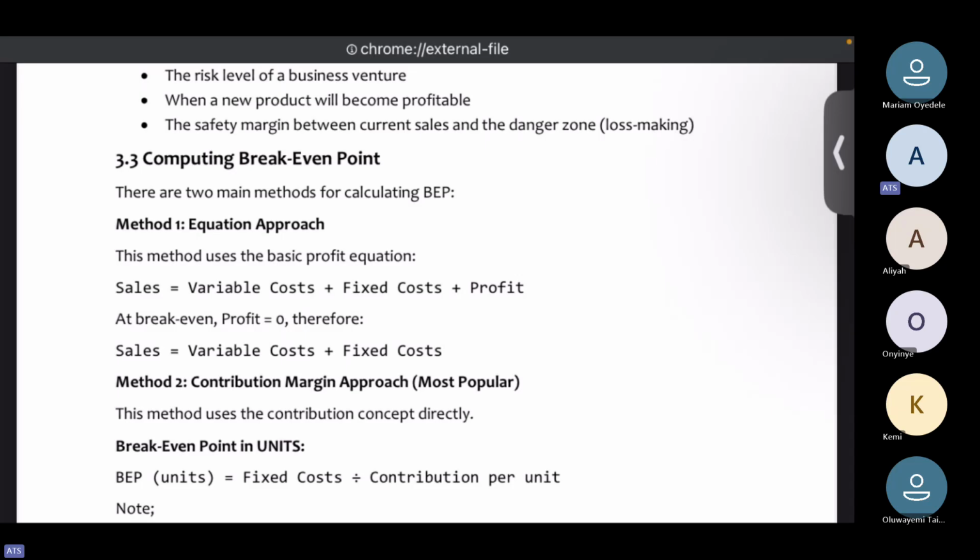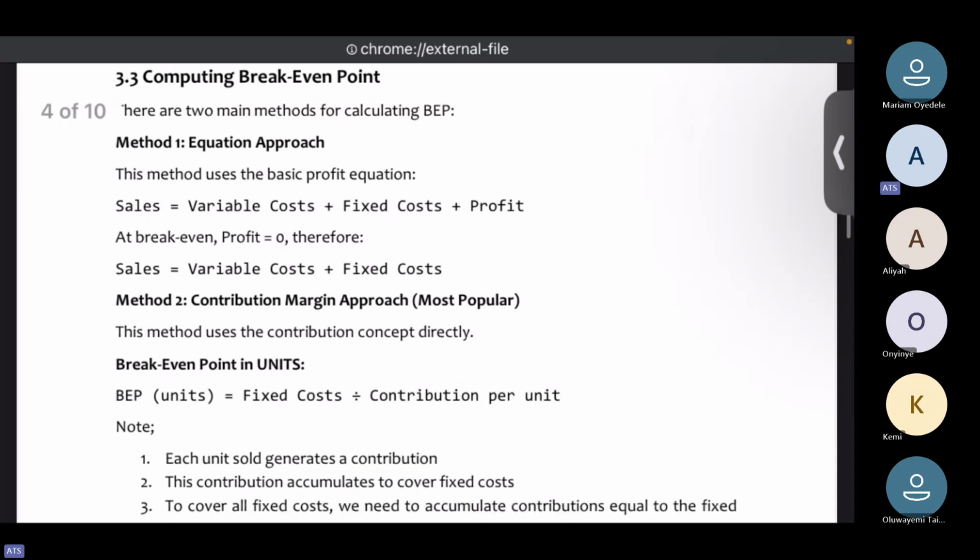So when you want to use the equation approach, your break-even point is where sales is equal to total cost, or where sales is equal to variable cost plus fixed cost. So just know all these formulas, because when we get into it, we'll start using them one by one. When we want to apply it, you understand it better. You can also use the contribution margin approach.